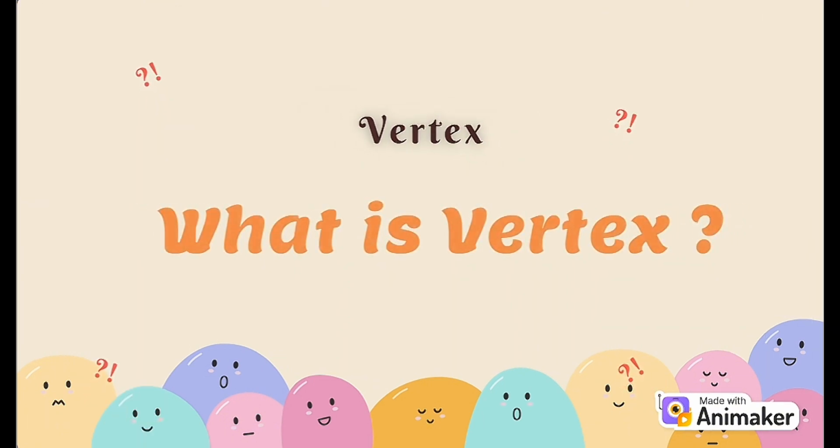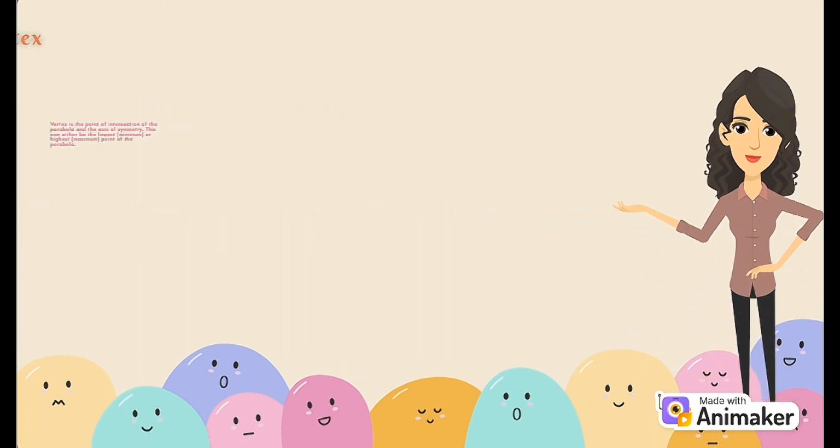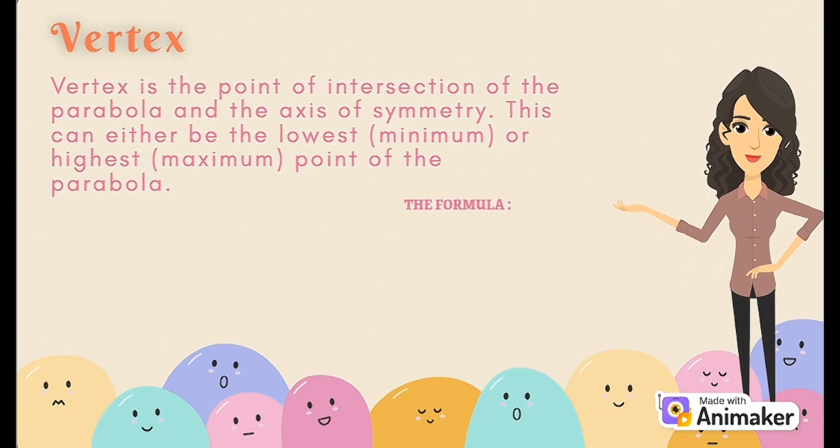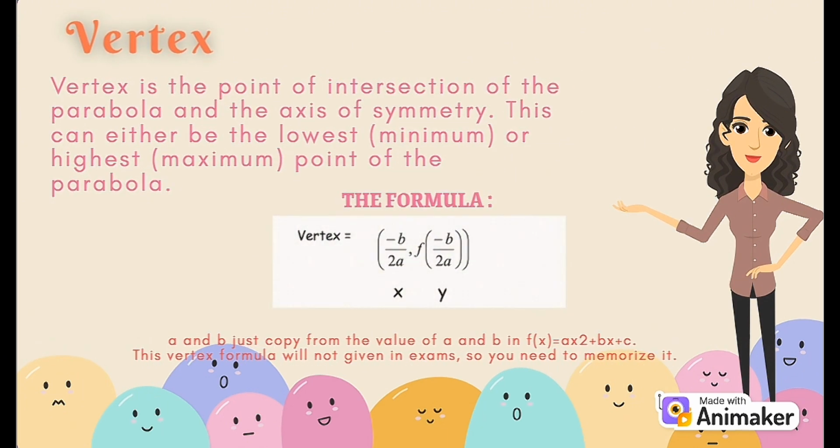So, what is vertex? Vertex is the point of intersection of the parabola and the axis of symmetry. This can either be the lowest, minimum, or highest, maximum, point of the parabola. If the parabola opens upwards, the vertex is the minimum point, and if it opens downwards, the vertex is the maximum point.